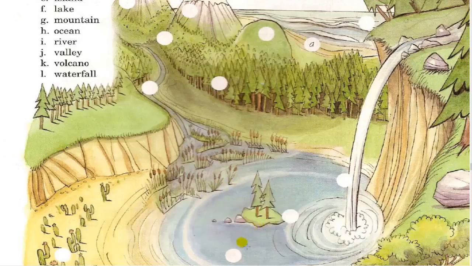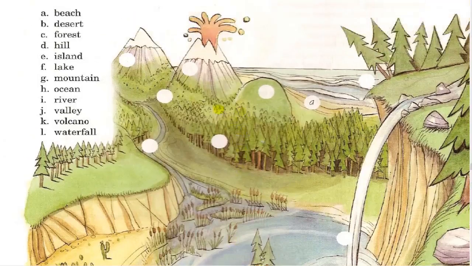F, lake, such as Nasser Lake, Ismailia Lake. The island is in the lake. G, mountain. This is a hill, this is a mountain. A mountain is higher than a hill. H, ocean. Where is the ocean? This is the beach, A, but this is H, ocean.